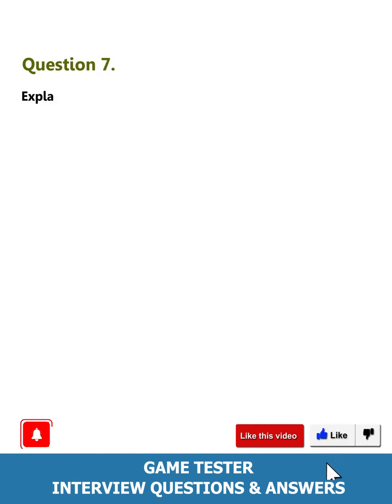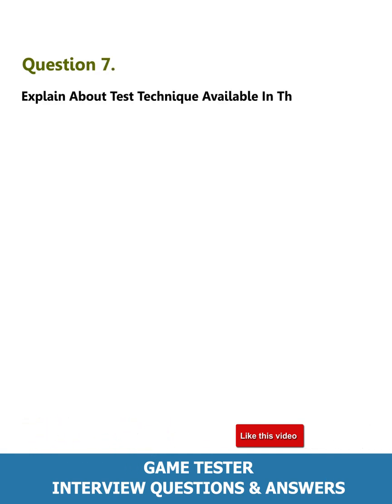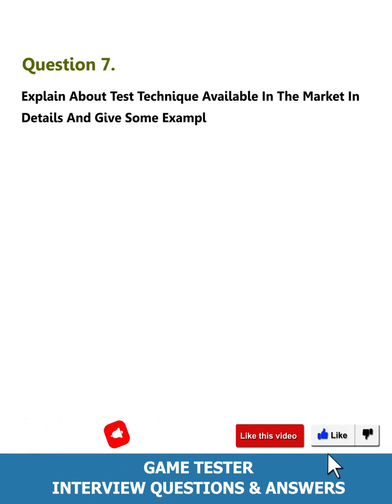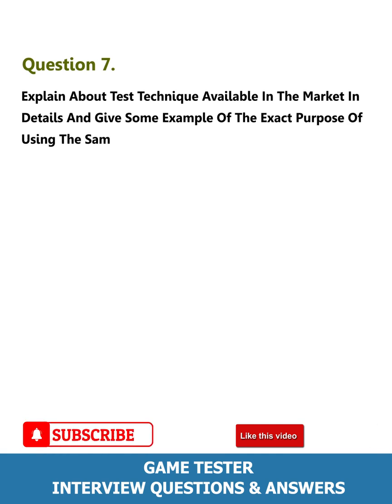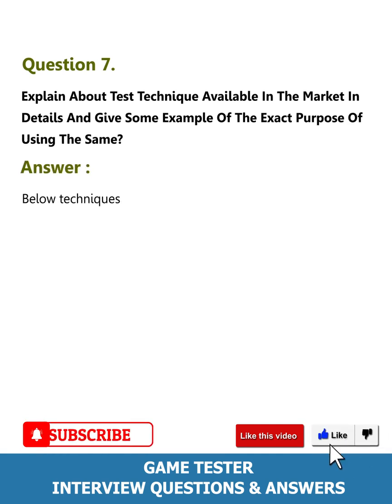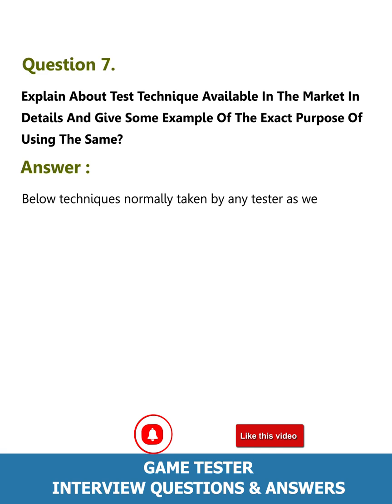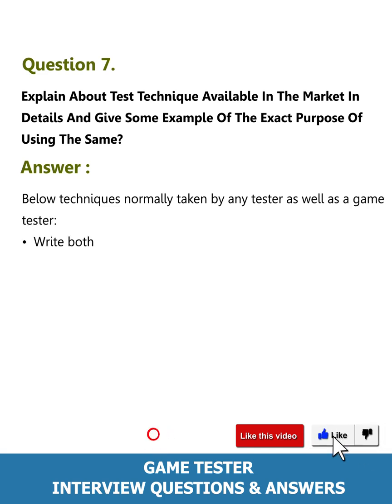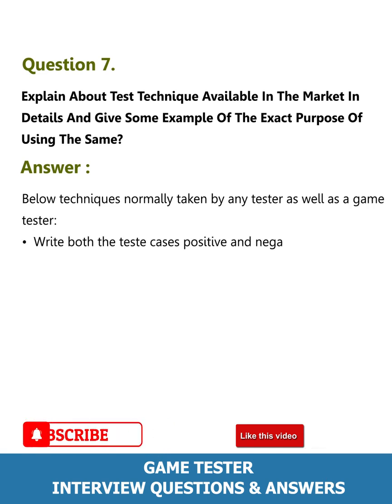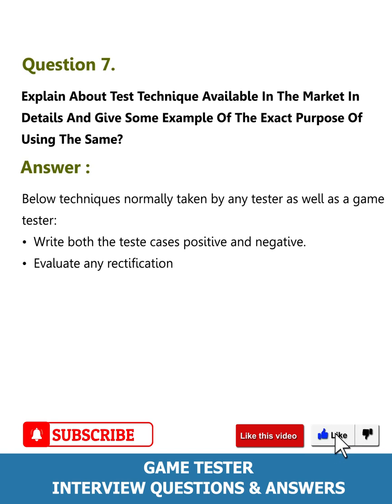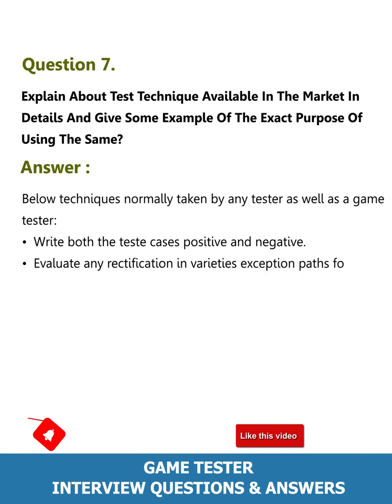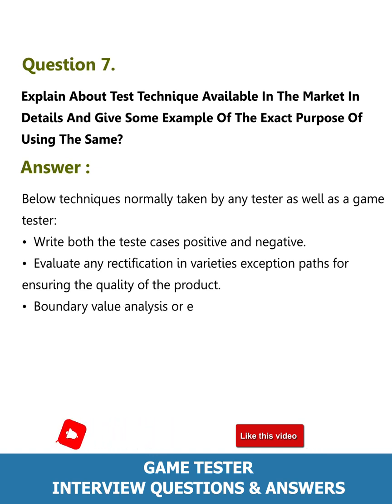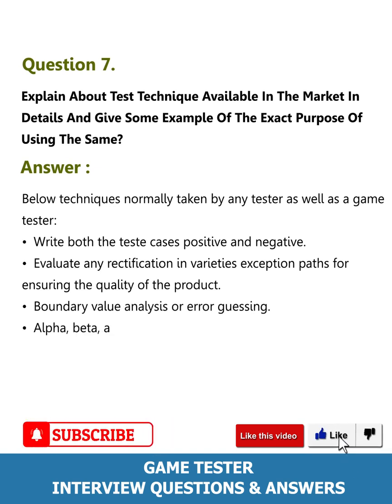Question 7. Explain the test techniques available in the market in detail and give some examples of the exact purpose of using them. Answer. The techniques below are normally used by any tester as well as a game tester. Write both positive and negative test cases. Evaluate any rectification in various exception paths to ensure the quality of the product. Boundary value analysis or error guessing. Alpha, beta, and gamma testing.